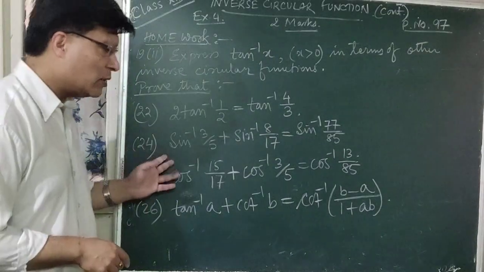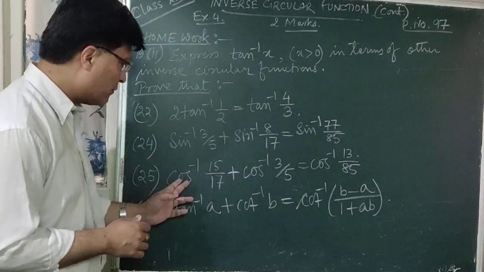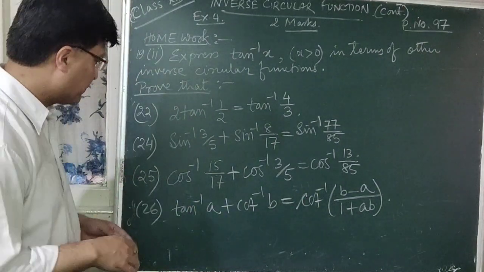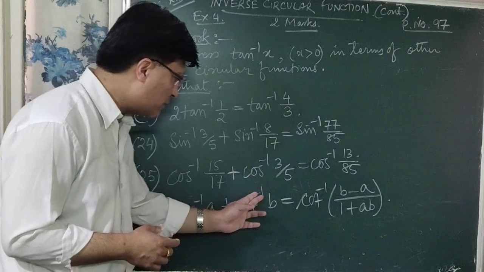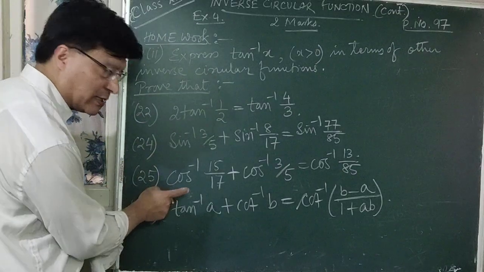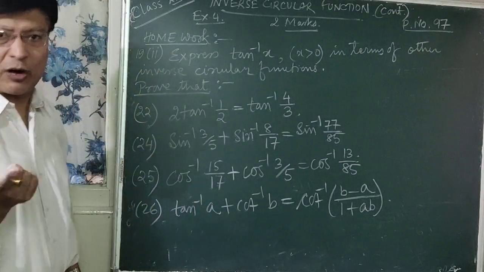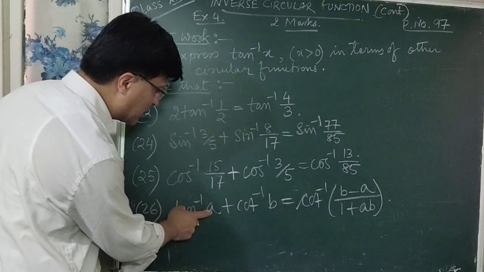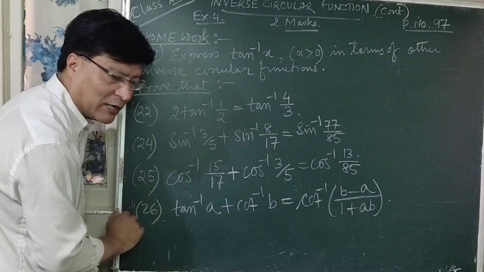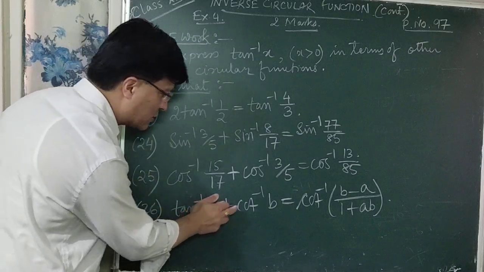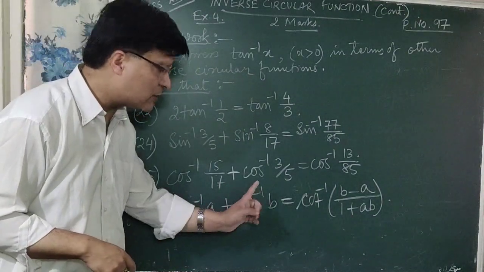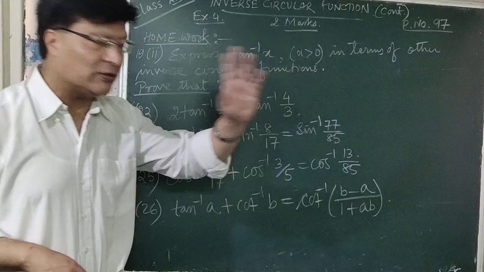So in this case also, you write on left hand side first and then use the formula of cos inverse x plus cos inverse y. Right? So next, number 26, also you can do it. Prove it. Tan inverse a plus cot inverse b is equal to cot inverse of b minus a divided by 1 plus ab. Now in this case, convert this tan inverse a into cot inverse. You know how to convert tan inverse a into cot inverse. It is cot inverse 1 upon a, isn't it? This a becomes upside down. That is cot inverse 1 upon a plus cot inverse b. Now use the formula of cot inverse x plus cot inverse y. So you can prove this LHS is equal to RHS.